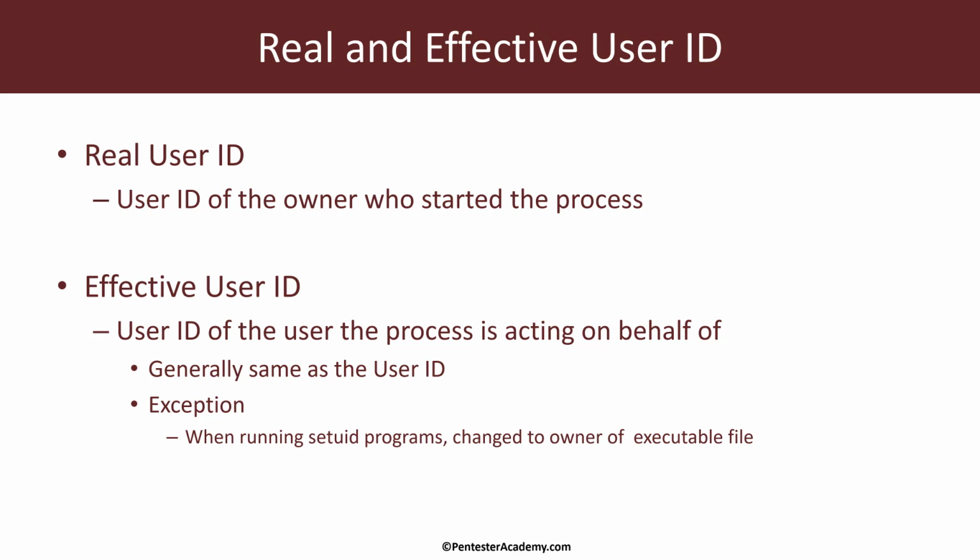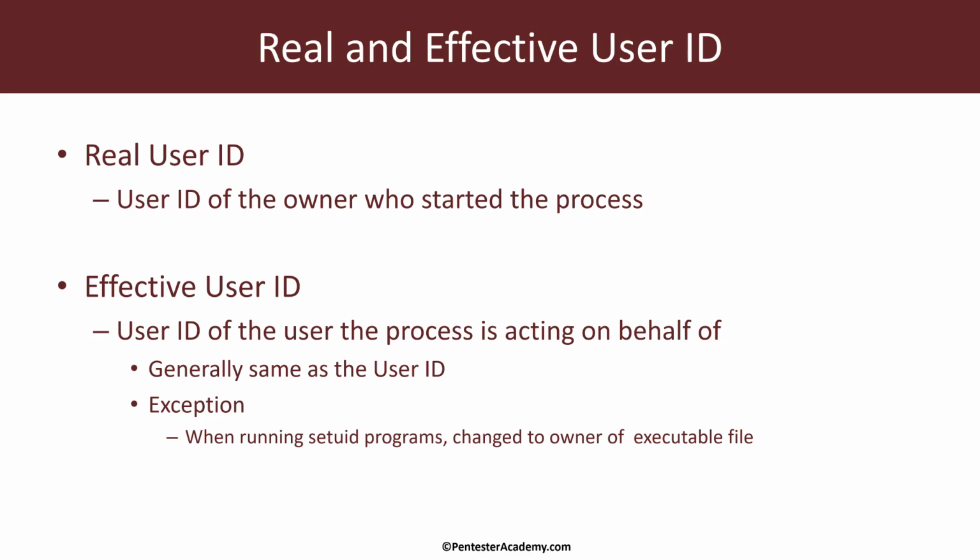Now, apart from the real user ID, there is also something called effective user ID. Effective user ID is the UID of the user the process is actually acting on behalf of. If you're wondering, yes, most of the time real and effective user ID are going to be the same. The user who started the process and the user on behalf of whom the process is acting is going to be the same. In some cases where we may use setUID programs, the real user ID is the UID of the user who started the program, while the effective user ID becomes the user ID of the owner of the setUID program file.